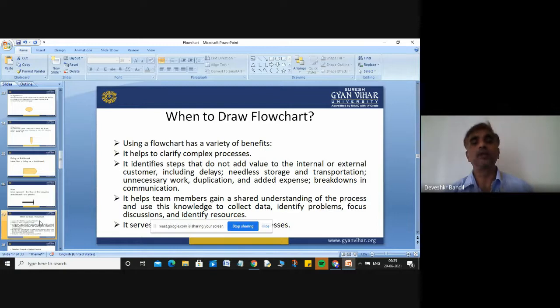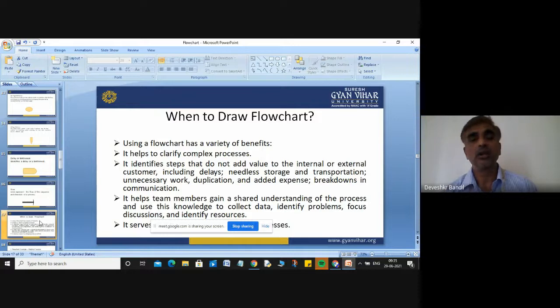It helps to clarify complex processes. Through the flowchart, if you have any complex process, you can understand it in an easy way. That's why I said it helps to clarify complex processes.